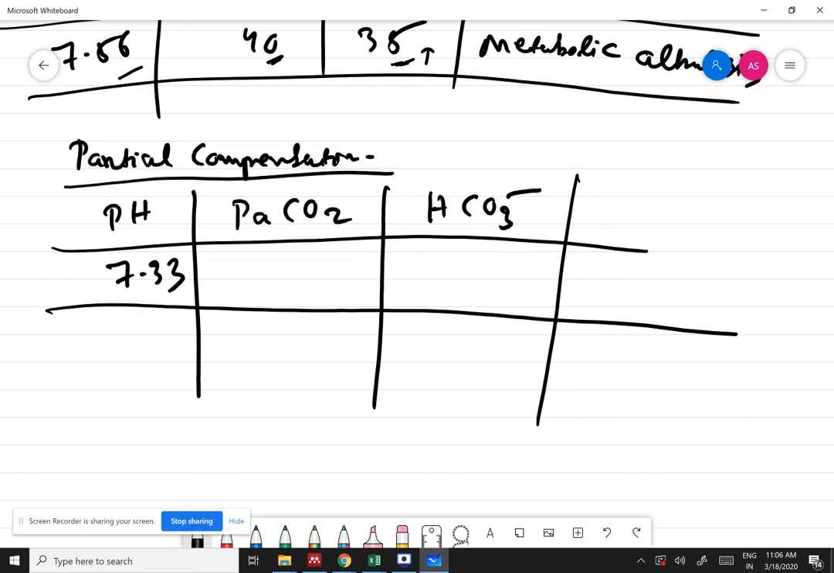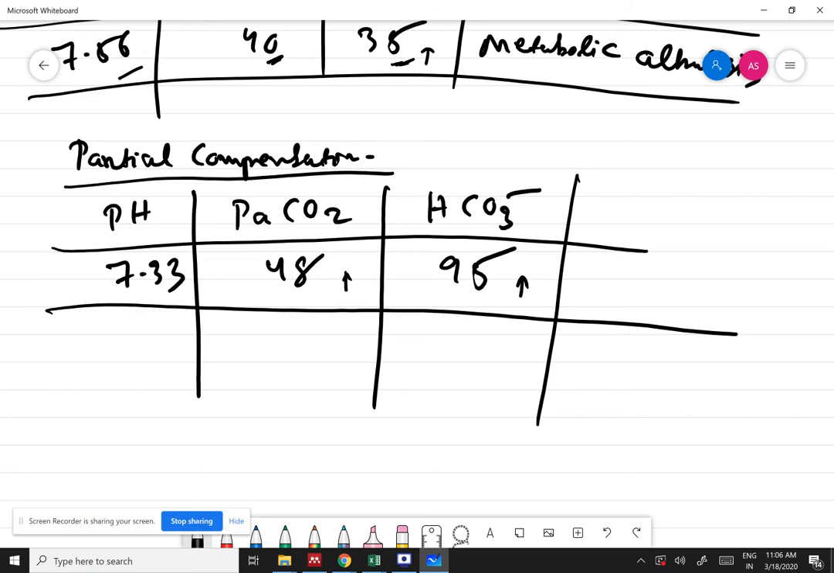And the PaCO2 you have checked. You check PaCO2 and it comes out to 48, and HCO3 minus is 95. Okay, so PaCO2 normal value should be between 35 and 45. So that means PaCO2 is elevated. Okay, and HCO3 minus normally should be between 22 and 26. Okay, while this is also elevated.